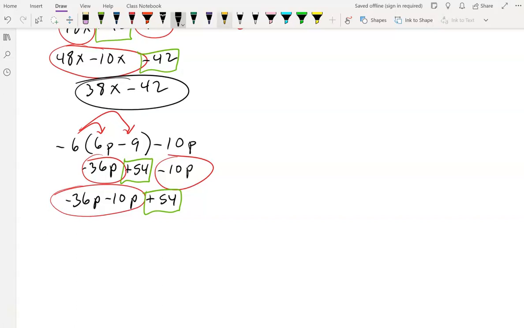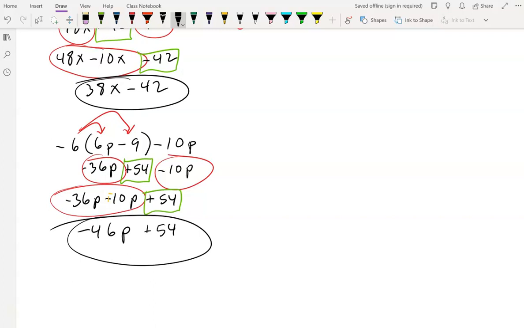So negative 36 minus 10. Remember, subtracting is adding the opposite, so we're going to add the opposite of 10. So it's going to be negative 36 plus negative 10 is negative 46p. And then plus 54. And we are done. We have simplified that expression. No problem.